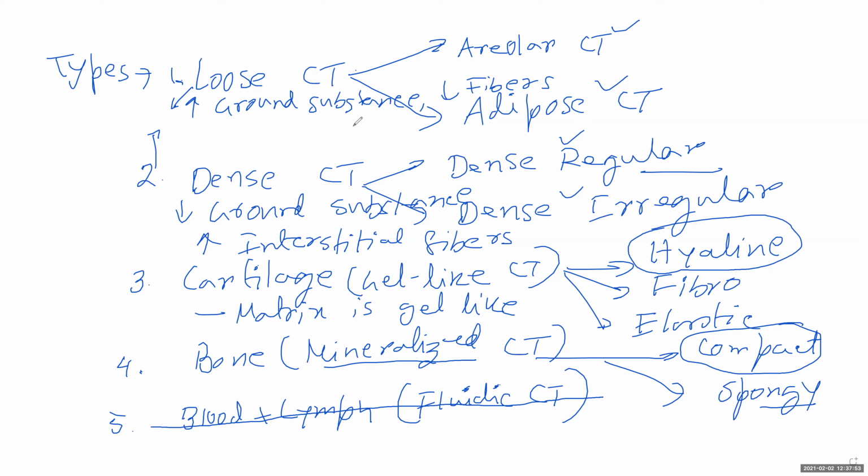The ratio of fiber versus ground substance gives rise to the first two types of connective tissue. Loose connective tissue is called loose because it doesn't have as many fibers, so the matrix is slightly loosely arranged. The dense connective tissue has a lot more fibers and not as much ground substance, which makes the matrix dense. It's packed with interstitial fibers. Okay, so that's our intro to connective tissue.